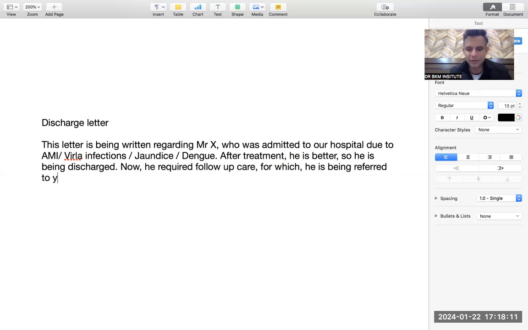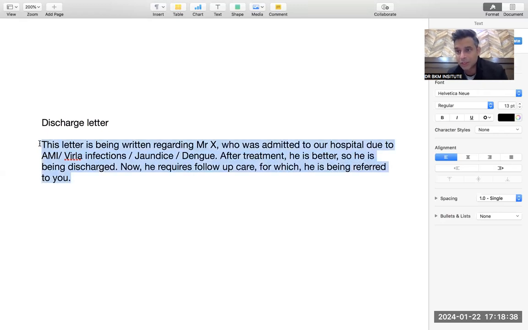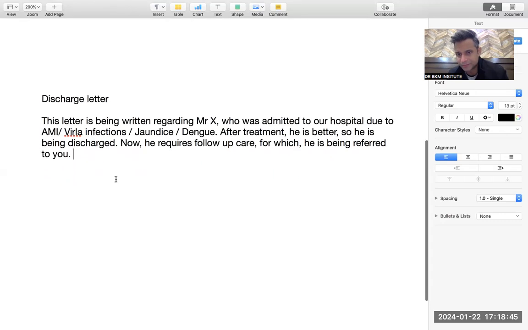So this is another way of writing, because in OET letters, if you are an old student of OET, there are so many times when we use therefore. So you can avoid the word therefore by using this connector. So he requires, S, very important S, very important for marks. Now he requires follow-up care, for which he is being referred to you. So now you are telling the community health nurse that he needs follow-up care. Or maybe you are writing to the social worker or the district nurse. So this is a simple discharge letter.